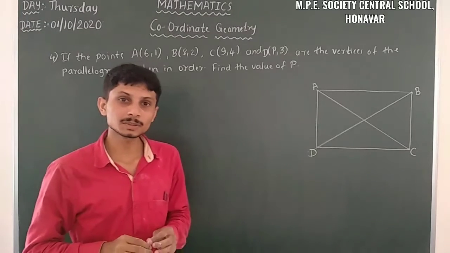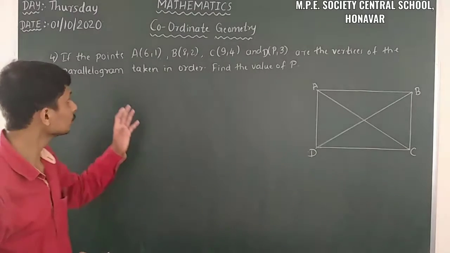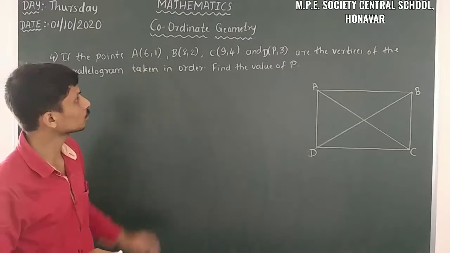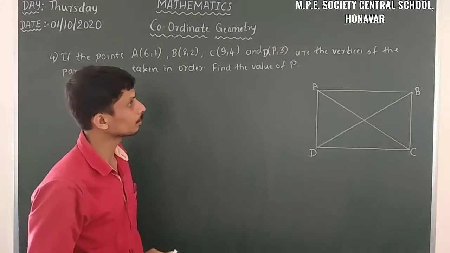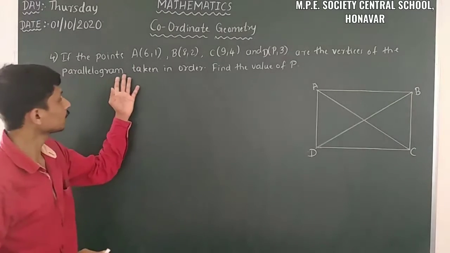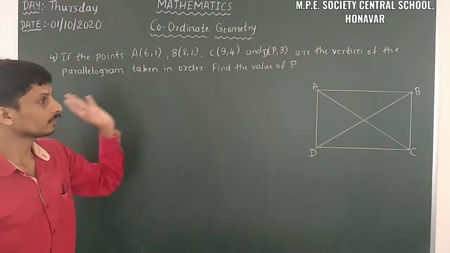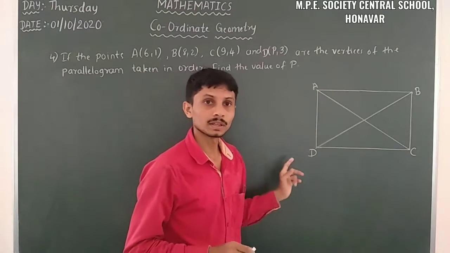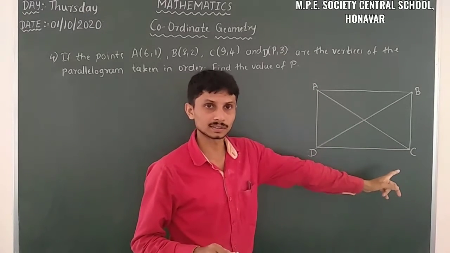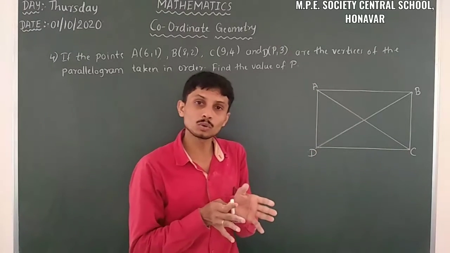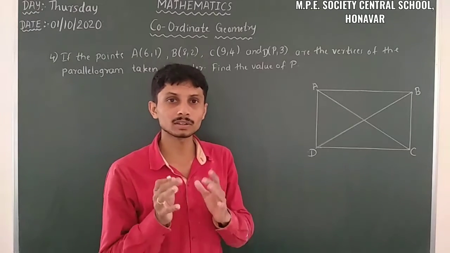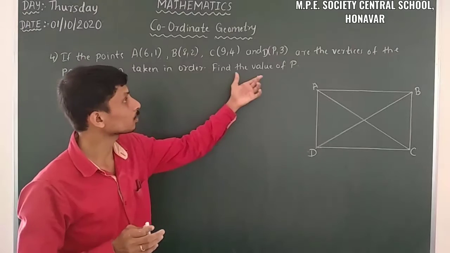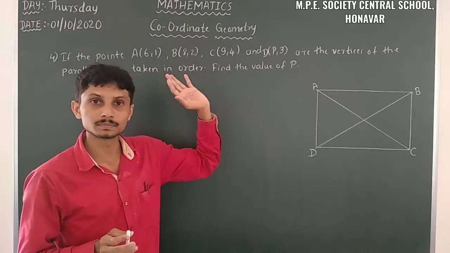Yes, the first problem, that is the fourth problem, tells us: if the points A(6, 1), B(8, 2), C(9, 4) and D(P, 3) are the vertices of a parallelogram taken in order, find the value of P. So that means it is a parallelogram, and here are the diagonals. So we have to know all the properties of diagonals, and from those properties we have to do this problem. Here we have to find the value of P.